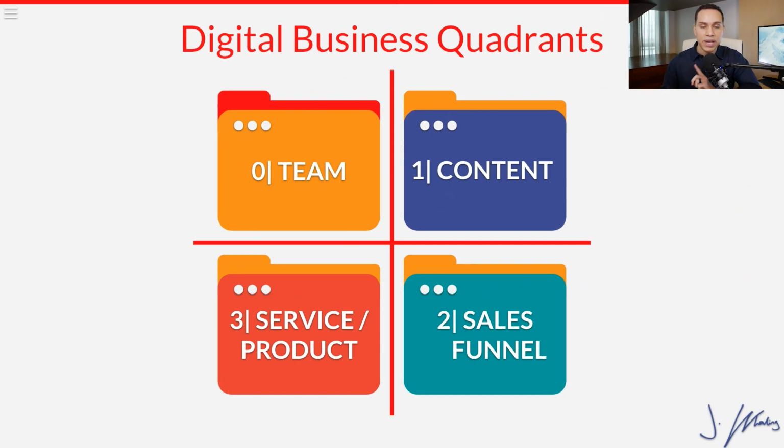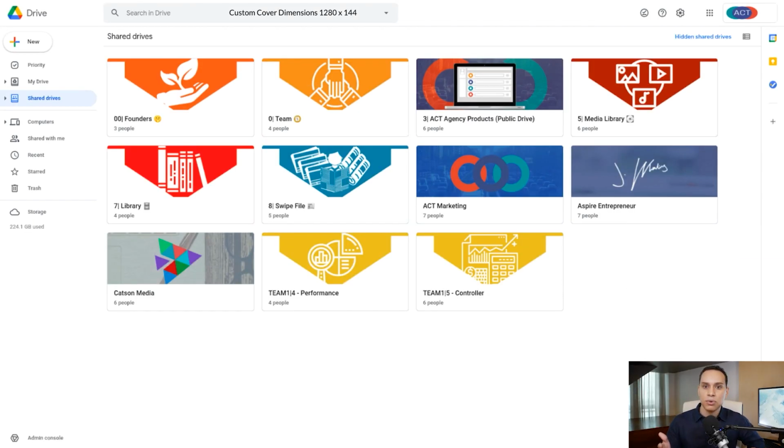We have team, we have content, we have sales funnel, and then we have product. So team is all of our internal stuff. Content is creating videos like this one. Sales funnels is anything related to taking someone who's not a customer and turning them into a happy customer. And then number 4, product or service, is making sure they continue to be a happy customer. So we'll go through each one of these and go through actually all of the team drives I use.